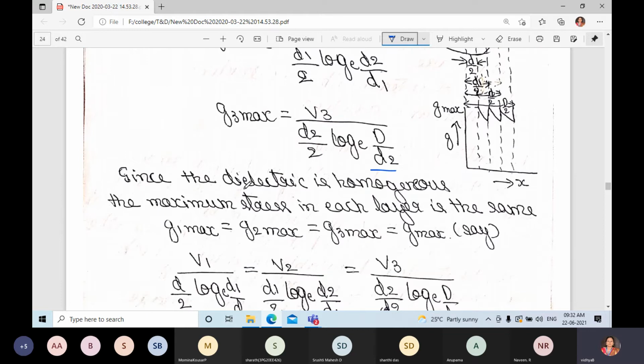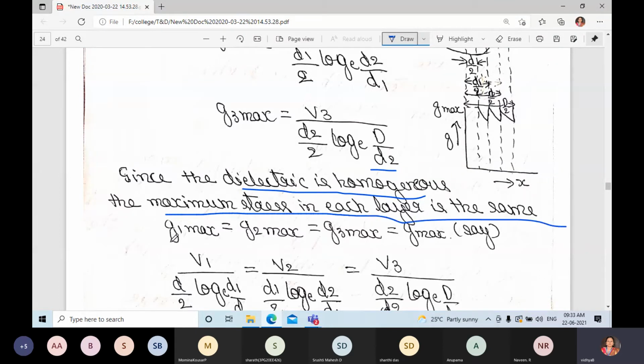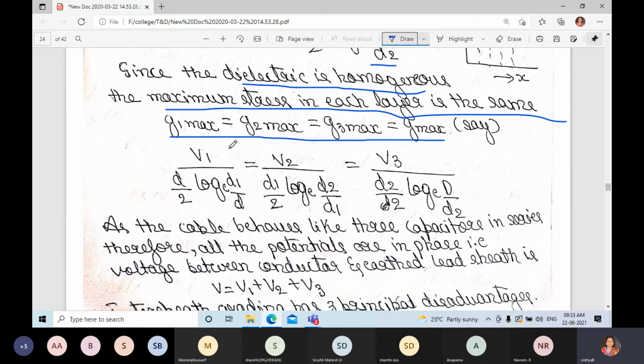The dielectric is homogeneous. Since we have taken the dielectric to be homogeneous, the maximum stress in each layer is the same. That is G1 max is equal to G2 max is equal to G3 max is equal to G max, we can say. Write the equation as it is: V1 divided by d1 by 2 log e d1 by d, that is equal to V2 divided by d1 by 2 log e d2 divided by d1, that is equal to V3 divided by d2 by 2 log e capital D divided by d2.